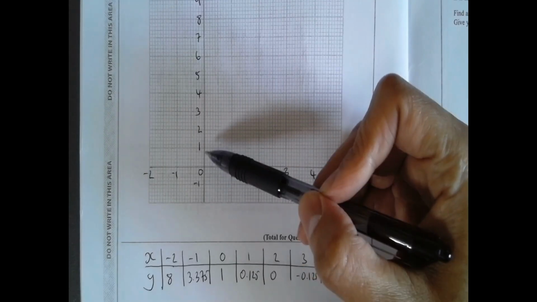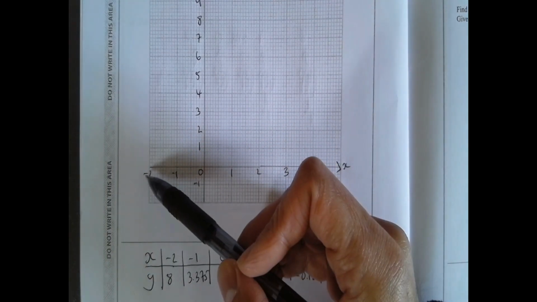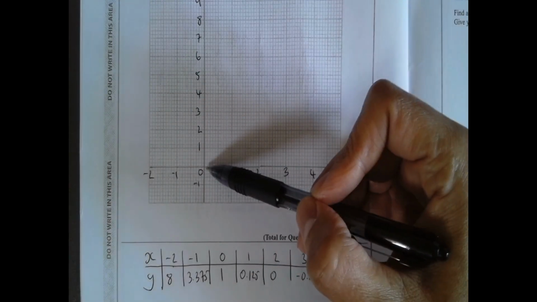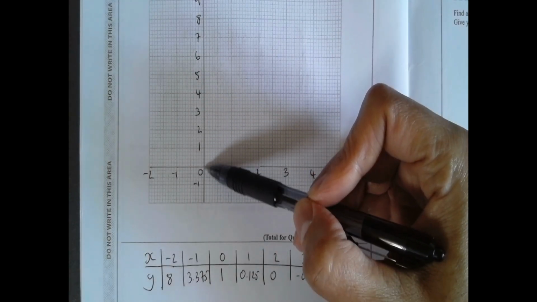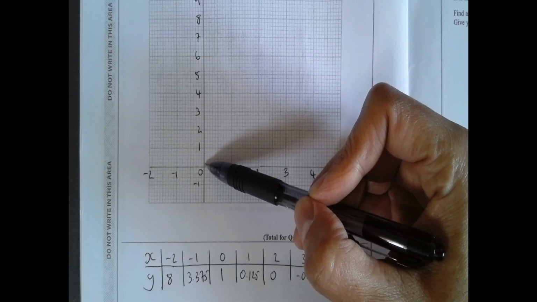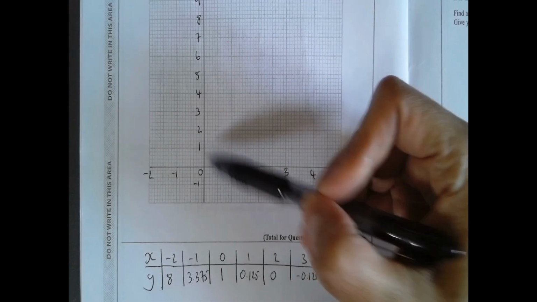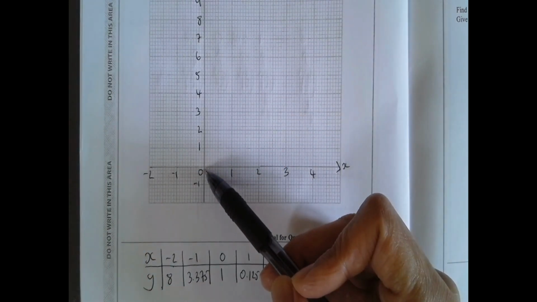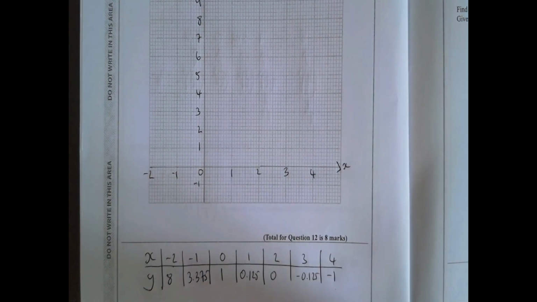Now, we need to just be careful here, because I've used 2 big squares to count as 1 unit here, but just 1 big square to count for 1 unit here. So that means each of these small squares here are going to be worth 0.2, and each of these small squares here are going to be worth 0.1. So I just need to bear that in mind when I'm plotting this.